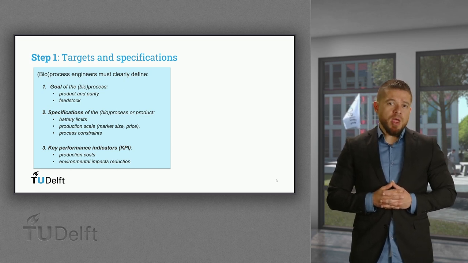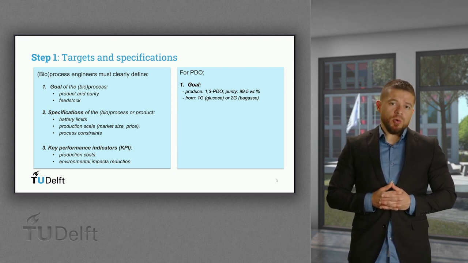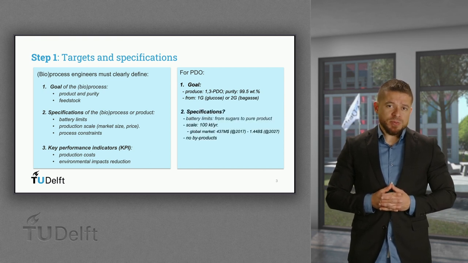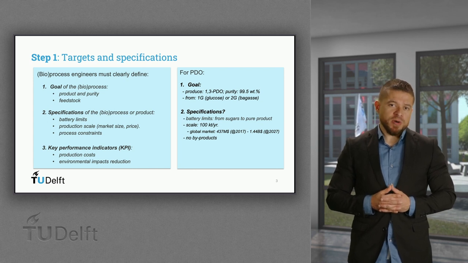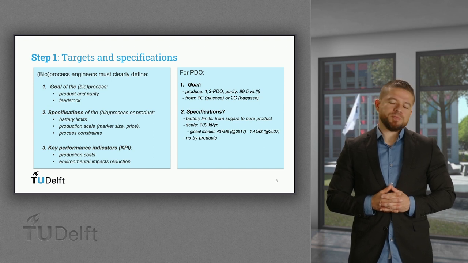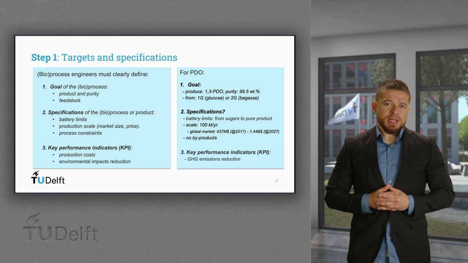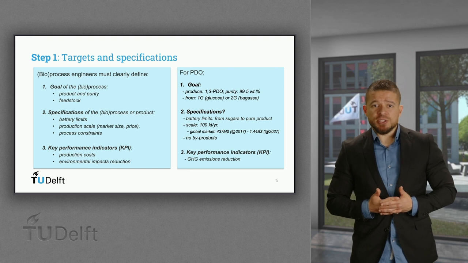For our case study, we aim to produce a high purity PDO from, let's say, glucose as feedstock, which is available at the factory gate, and our responsibility is to transform it to PDO at a rate of 100 kilotons per year, which is less than 10% of the expected global market. And no byproducts are assumed according to the stoichiometry from week two. Finally, we could say that we are mostly interested in the potential greenhouse gas emissions for decision making.